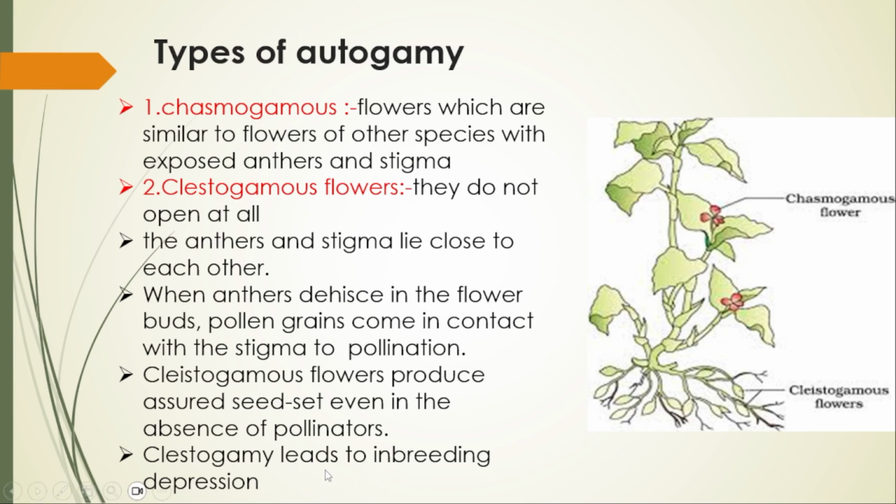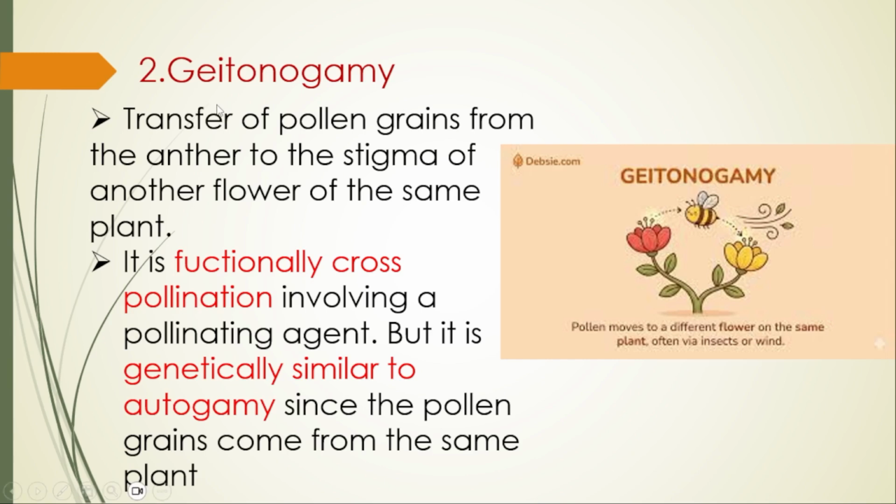Cleistogamy leads to inbreeding depression. Here, due to autogamy happening again and again, inbreeding depression will be there. There will be no formation of new alleles, new genes, new characteristics. So this is said to be what? Inbreeding depression.